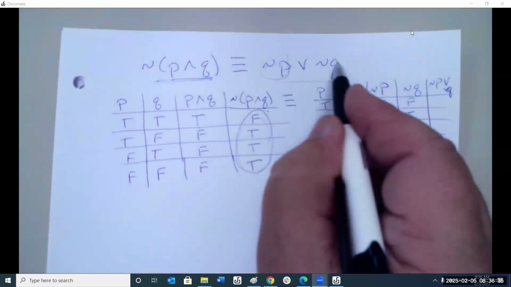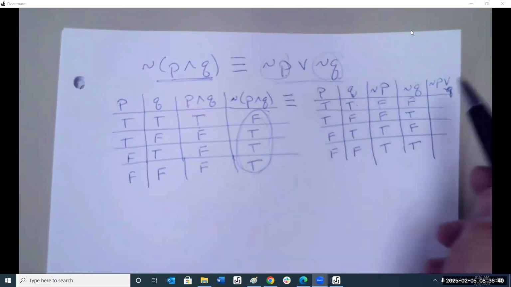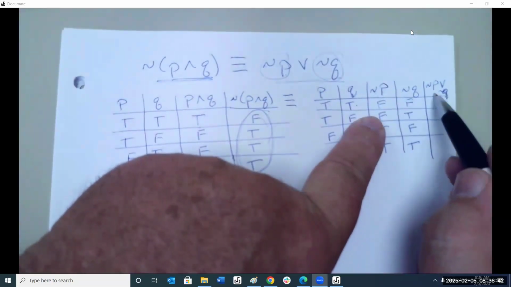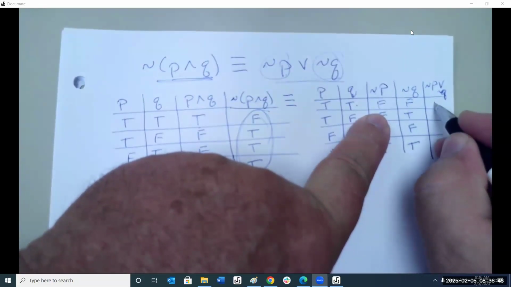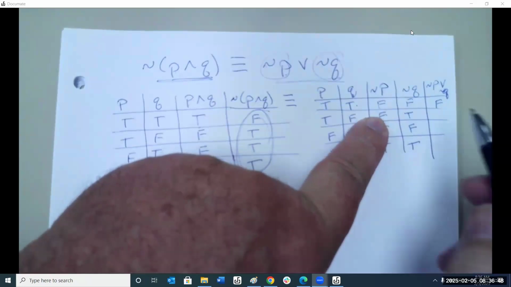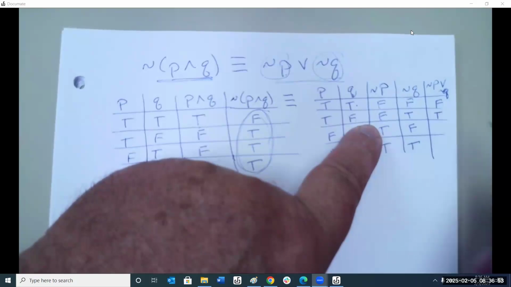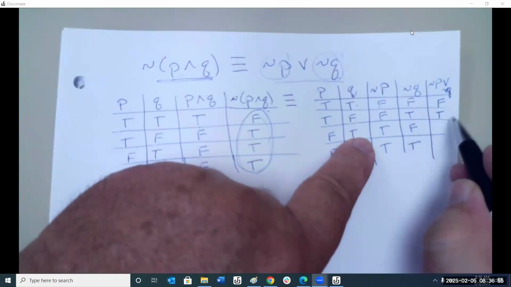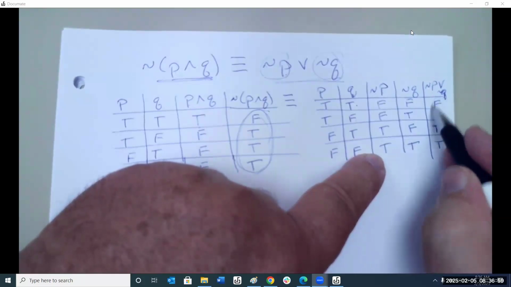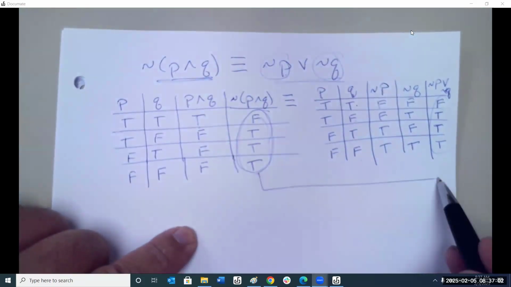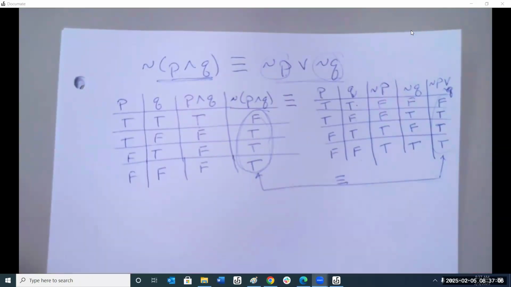Because now I have both of these pieces built, now I can put them both together. So I look at these two columns for this answer. False or false is false. False or true, true. True or false, true or true. So now, are these two columns equal? Yes. They're logically equivalent.